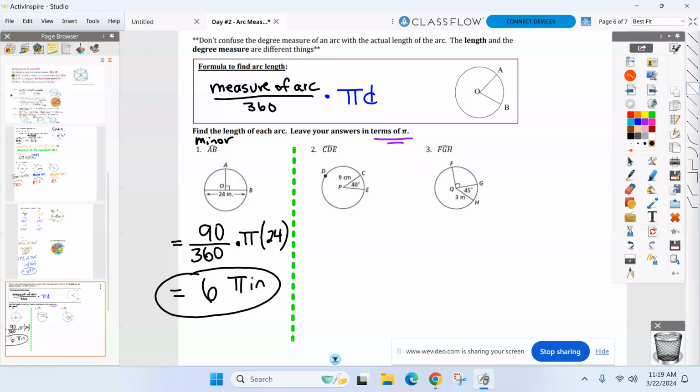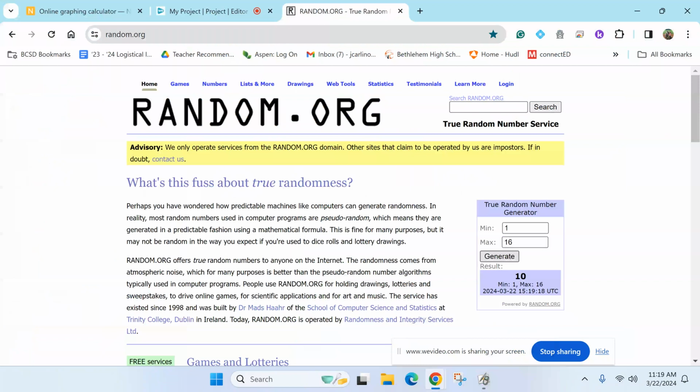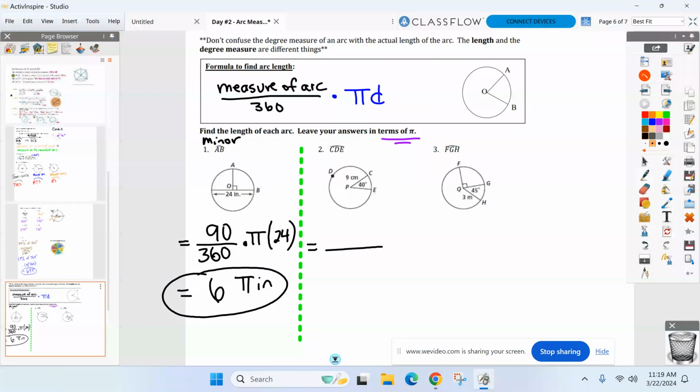All right, let's keep going. CDE. CDE, the arc length. I keep exaggerating that because what is the arc measure of CDE? Matt, what do you got back there, stud? 320. 320, good. We're not using 40 here. We use the other part of it, 320 over 360. Check your work too if anybody's getting ahead of me. If you're doing 9 pi, you're doing radius. It's pi d. So make sure there's an 18 in there. Please make sure there's an 18.